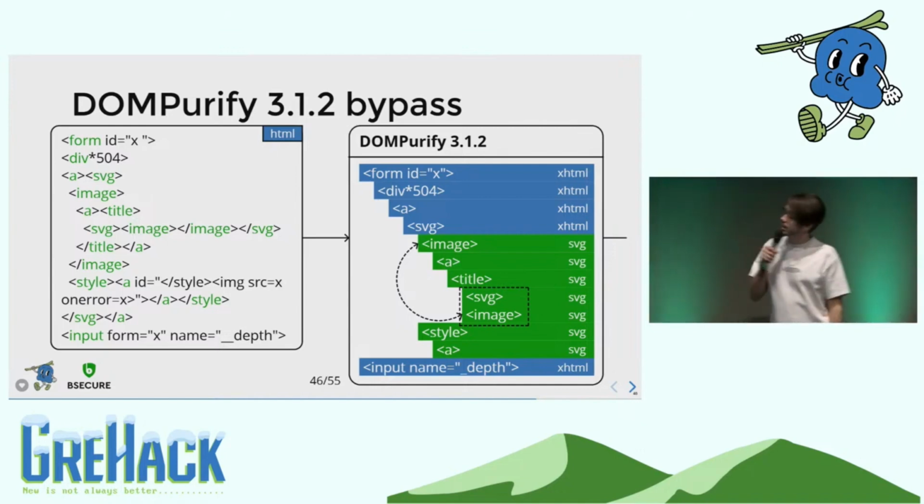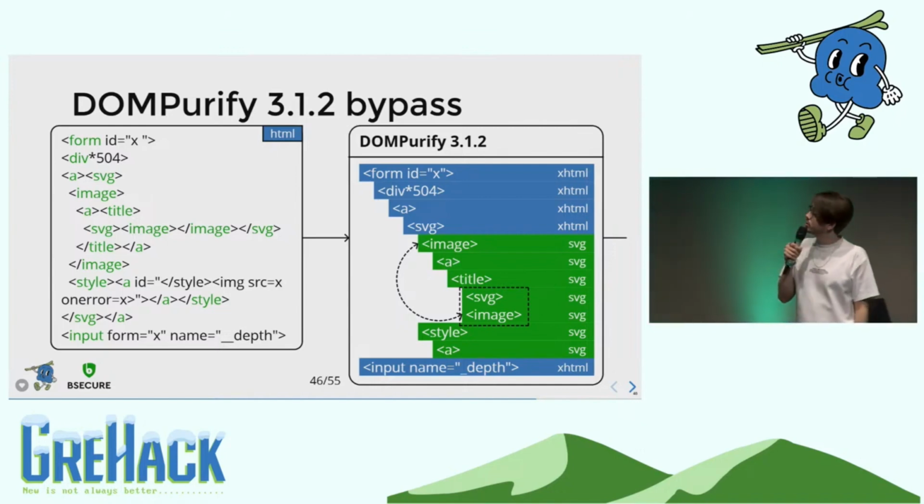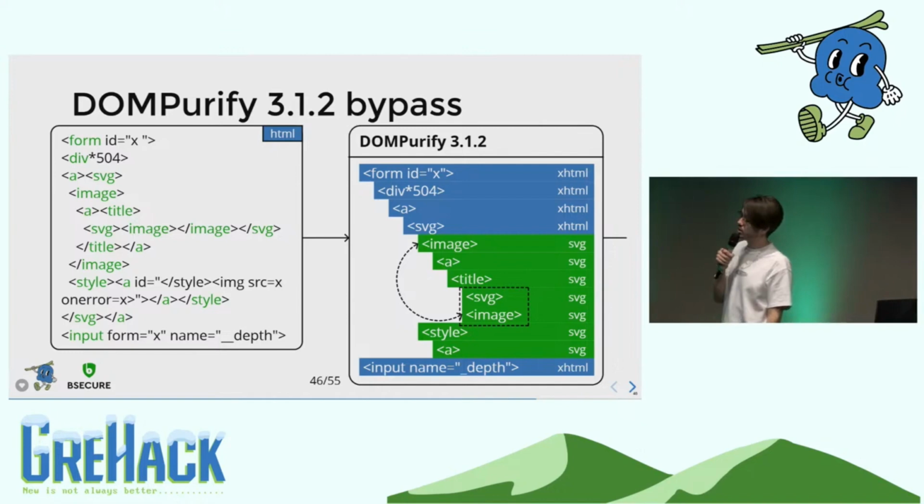So on the right, we can see that everything is OK. The style tag at the bottom is parsed as SVG. So this is exactly what we want. And the last image tag is getting flattened out of the last SVG tag. So here we have everything we need.